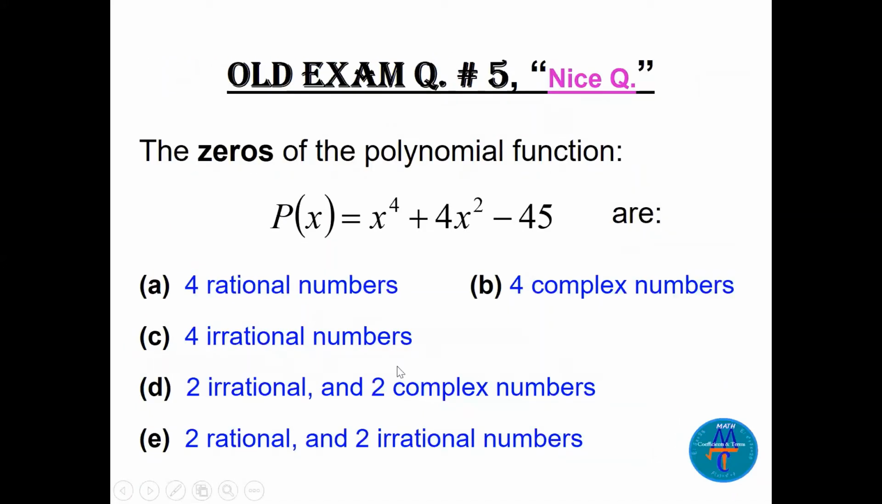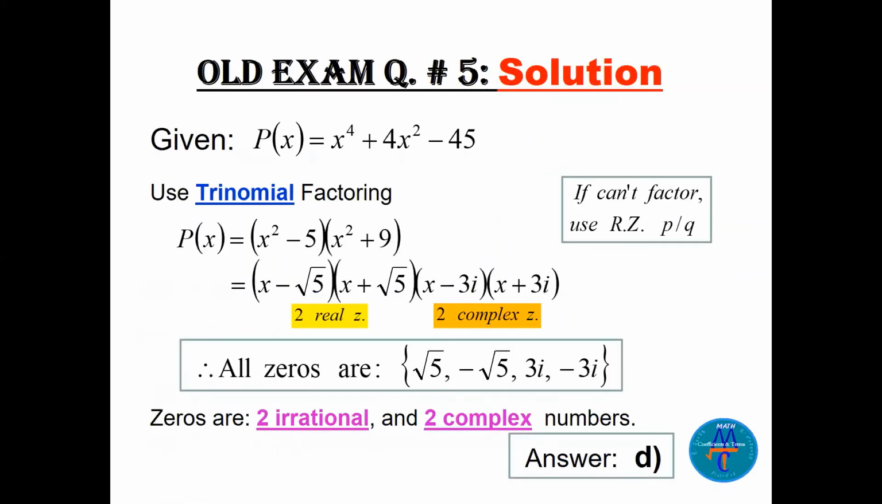This is a nice question. Look at why it's nice. Multiple choice, and we need the type of the zeros. The zeros of x to the power 4 plus 4x squared minus 45 are: four rational, four irrational, four complex, etc. So you have to read it. So let's look, we have to find the zeros.